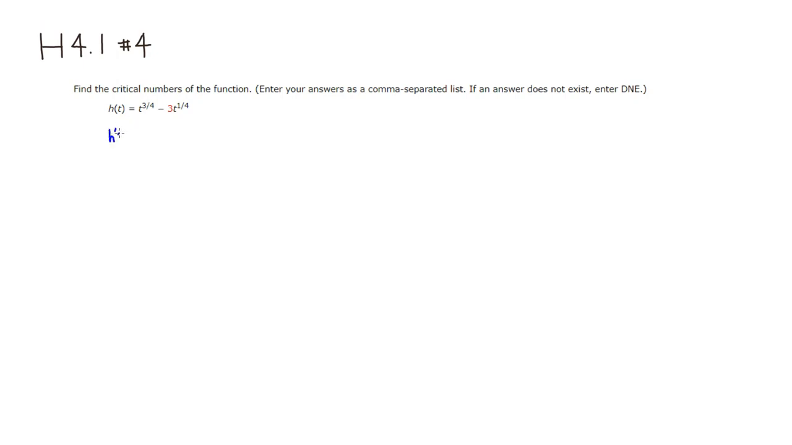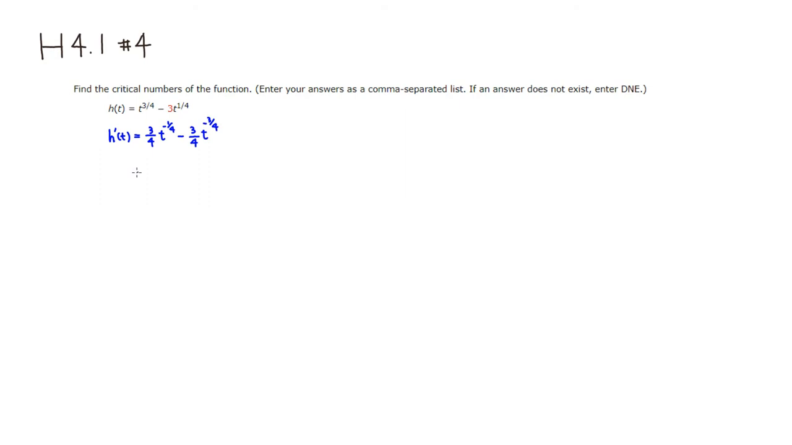H prime of t is equal to, derivative of that would be put the 3/4 in front and t, and subtract 1 from the power. So it's going to be negative 1/4, right? And then we have negative 3 is already there, and put 1/4 in front, so it's going to be 3/4. And then you have t to the, subtract 1 from the power, you get negative 3/4.